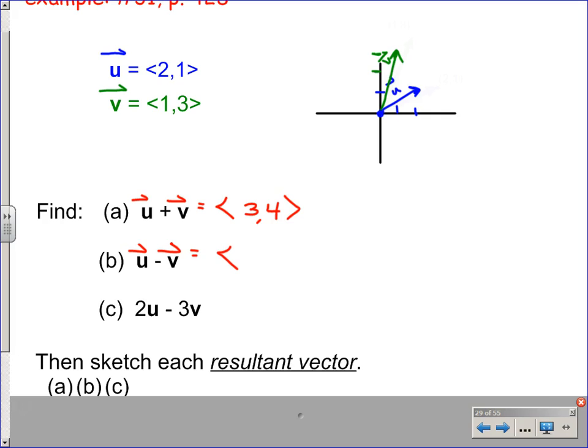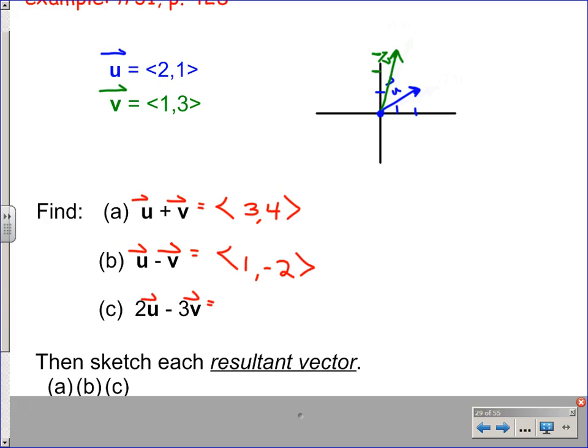One, -2. Why? You can't just go the way that your brain would rather. If it's u minus v, v is being taken away from u, aka v's components are opposite, -1, -3, and then adding. It's 2 minus 1 and 1 minus 3. You can't go the other way around because is subtraction commutative? No, I can't go v minus u and have it be the same. Careful, careful. How about letter C?